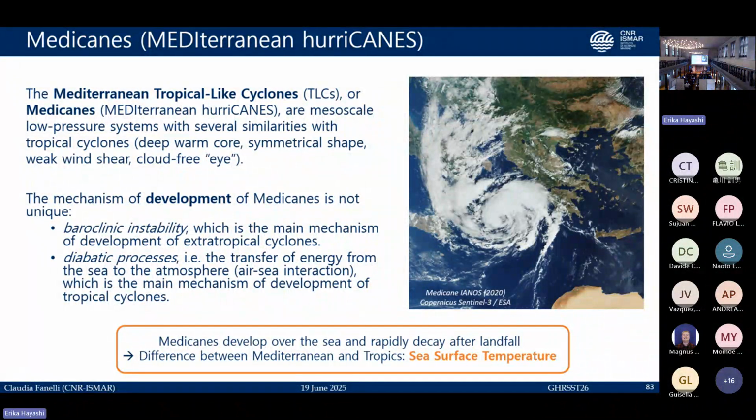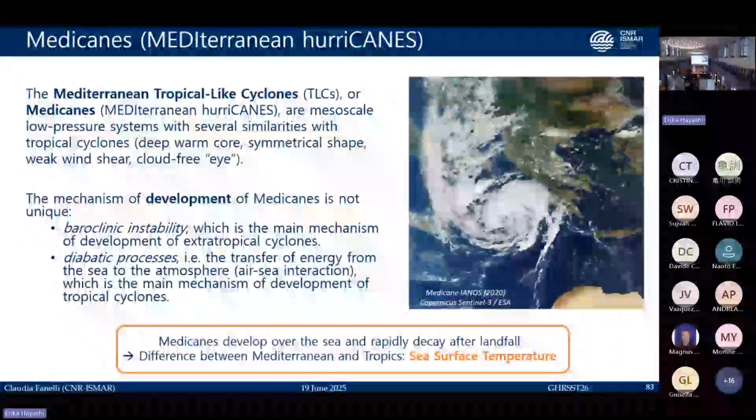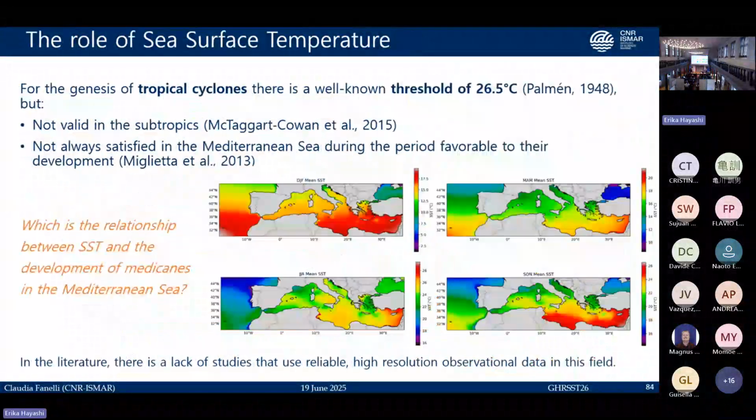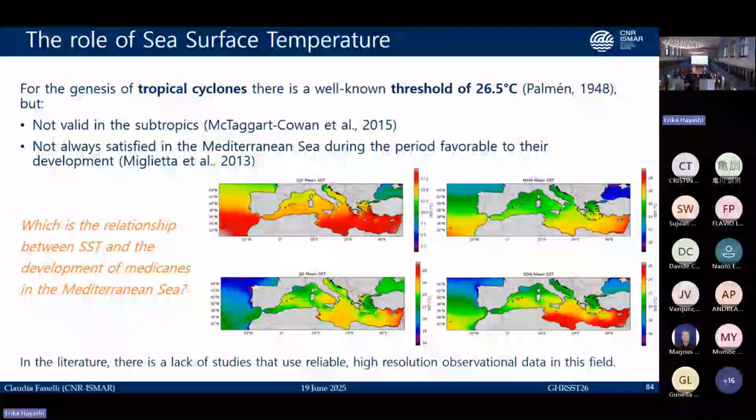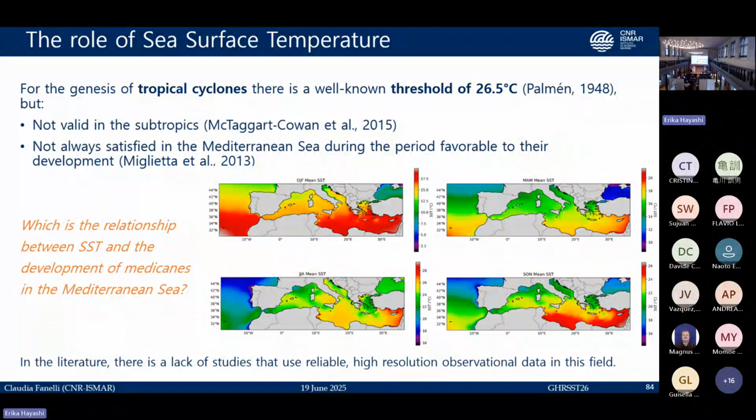So we were interested to find out more about the relationship between these two events. We know that for the genesis of tropical cyclones, there is a threshold of 26.5 degrees to trigger the genesis. But we also know that this threshold is not valid for the subtropics, and it is not always satisfied in the Mediterranean Sea during the period which is favorable to their development. So we were interested in understanding the relationship between the sea surface temperature and the genesis of medicanes in the Mediterranean Sea.